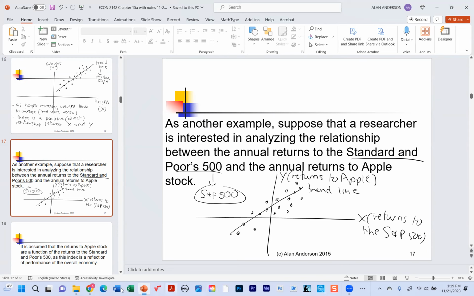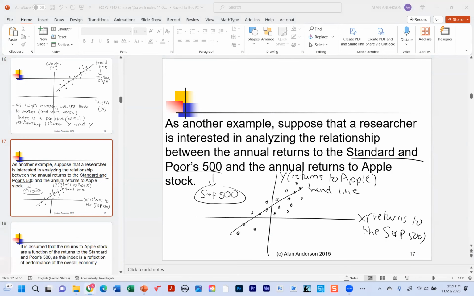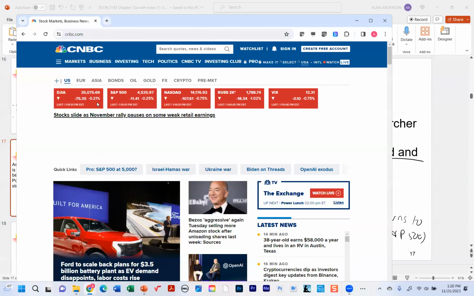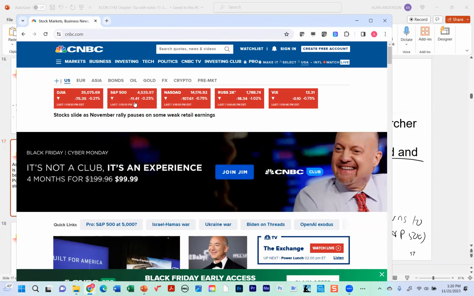In fact, if you wanted to look it up, any of these many websites geared towards investors will have it. So for example, let's look at CNBC. And you see they're all on the top here. The Dow Jones Industrial Average is down a little. The Standard & Poor's 500 is down a little, not that much, 11 points. The NASDAQ, which is all the high-tech stocks. And then the Russell is, I think, the largest 2,000 stocks in the United States. And the VIX is a volatility index. That's what this number represents.